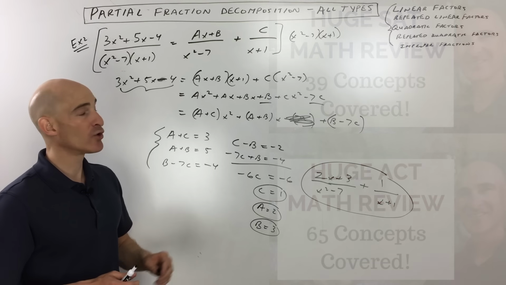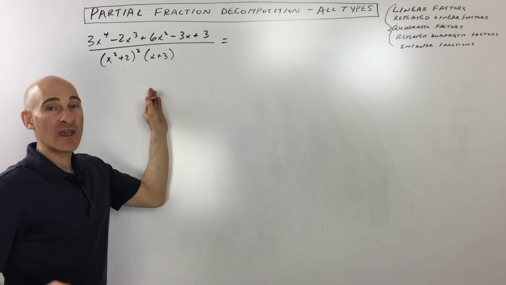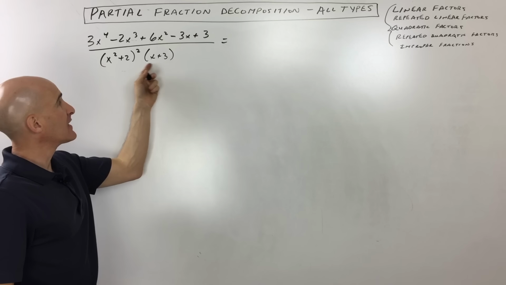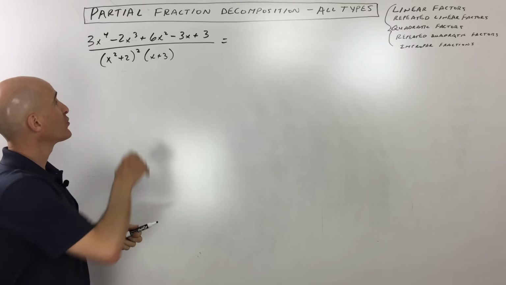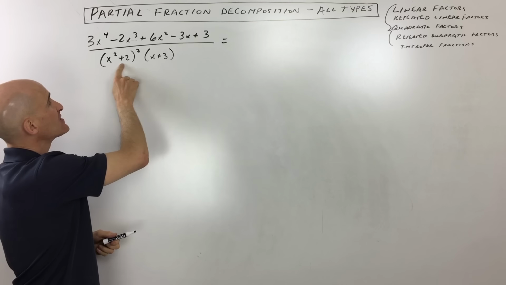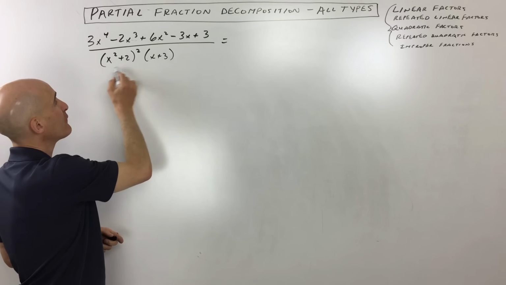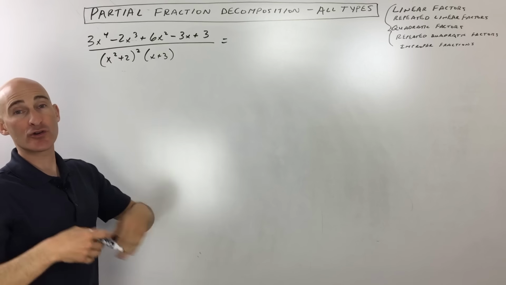But let me erase this and we'll go through the repeated quadratic factors next. Okay, now we're talking about repeated quadratic factors, and again, in this example, they've already factored the denominator for us. If it wasn't factored, you would go ahead and factor it first, but you can see that x squared plus 2 can't be factored any further. So this is a quadratic factor, but it's repeated. See how it's to the second power, or if it's to the third power, or to a higher power than 1.